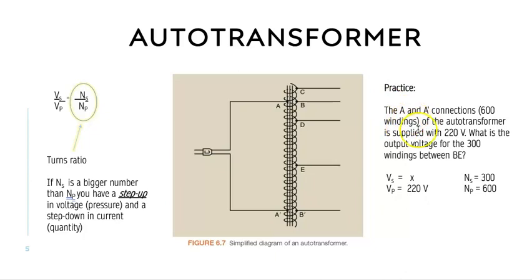So if we practice here, we have the connections on the primary side, 600 windings, and it's getting supplied 220 volts. I want you to practice and decide what the output voltage, or secondary voltage, would be if there were 300 windings between B and E. The computer chose to use this amount of windings on the secondary side.